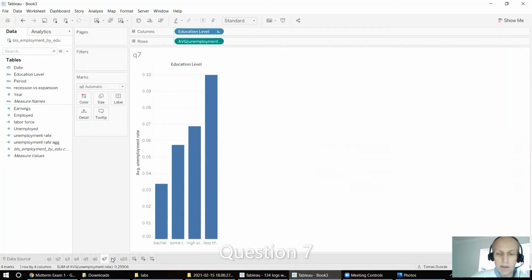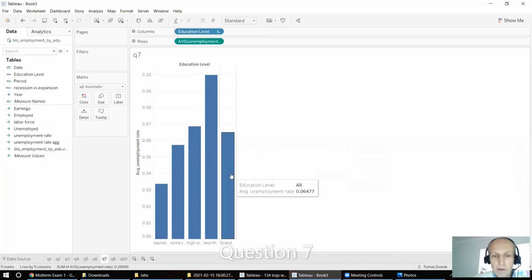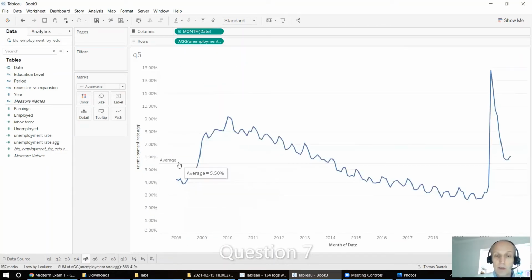In question 7, we're supposed to add an aggregate bar here. I'm going to label that question 7. So let's go to analysis, show totals, show grand totals, and we see that when we average monthly unemployment rate for each education level, we get 6.5%. And that's a number that's different than what we saw in question 5.